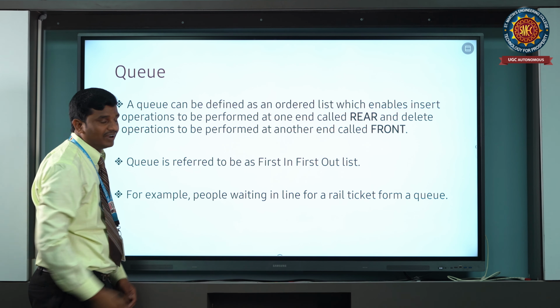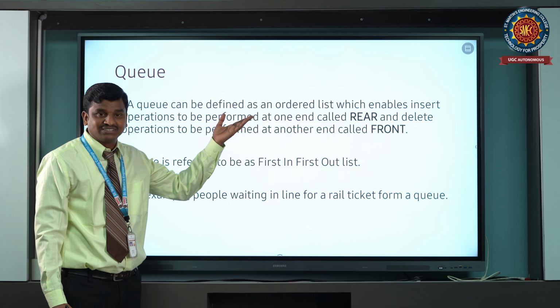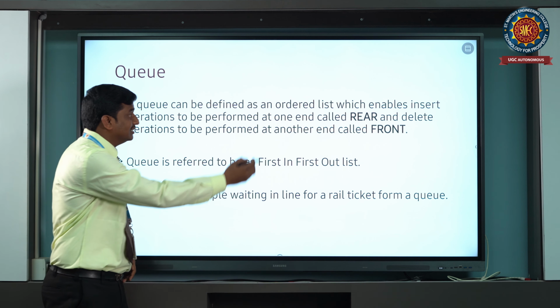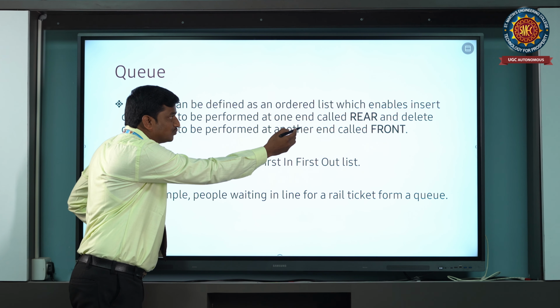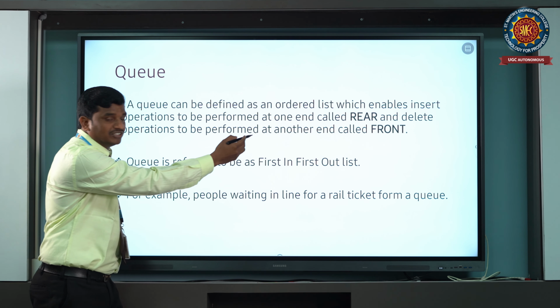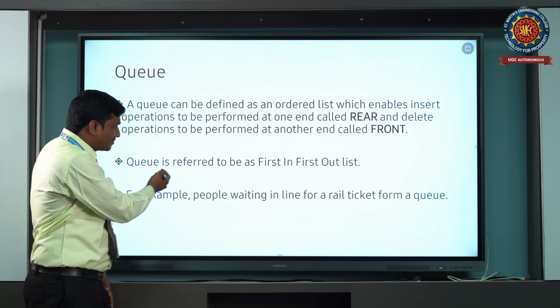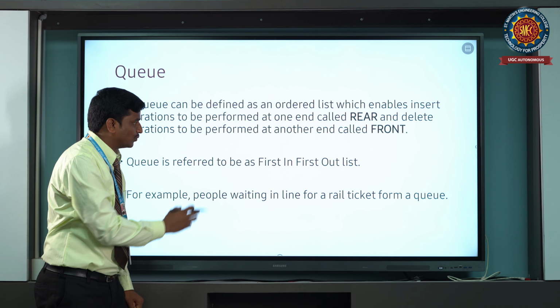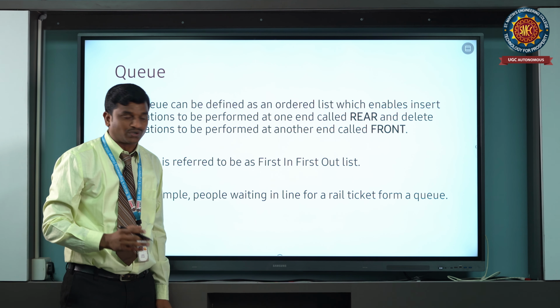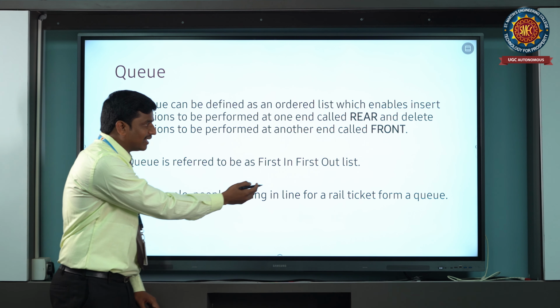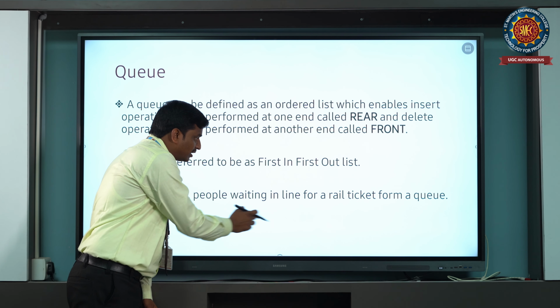A queue can be defined as an ordered list which enables insert operation and delete operation. The insert operation we call enqueue, and the delete operation we call dequeue. Here we can see that a queue is a first in, first out list. For example, waiting in a line for a railway ticket is a queue.